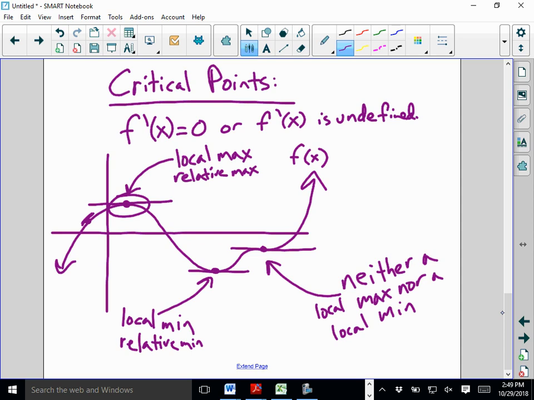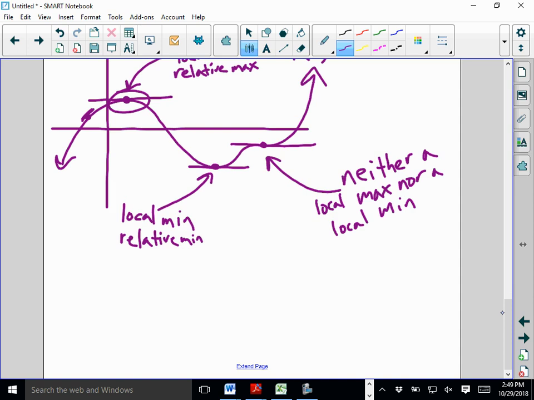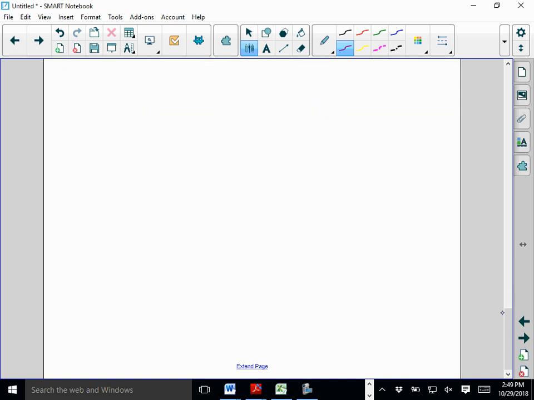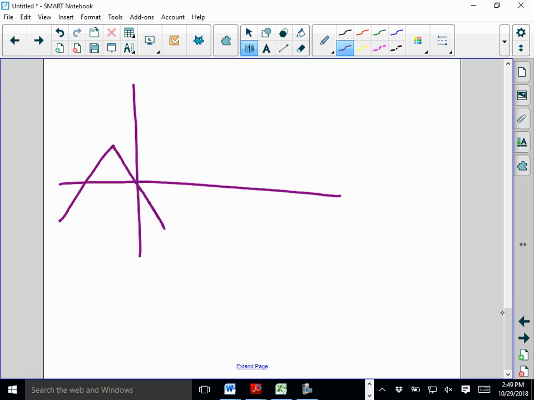Let's take a look at another graph. I want to talk a little bit about this. F prime of x is undefined. Well, we know from our differentiability talk yesterday, f prime of x is undefined when we have a corner or a cusp or a vertical tangent, something like that. So I'll make some weird graph here. I'm going to call this graph f of x.